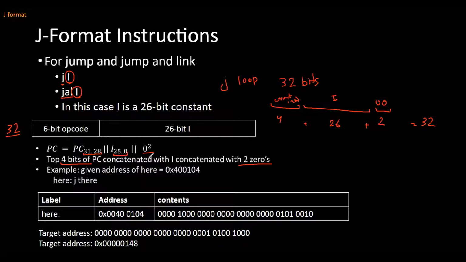And here is saying the same thing. So the top 4 bits with this number and then 2 zeros. So let's look at the example and it will become more clear. So we are at this location in the code, we are running this line. And the instruction itself is jump there. So that's our instruction.